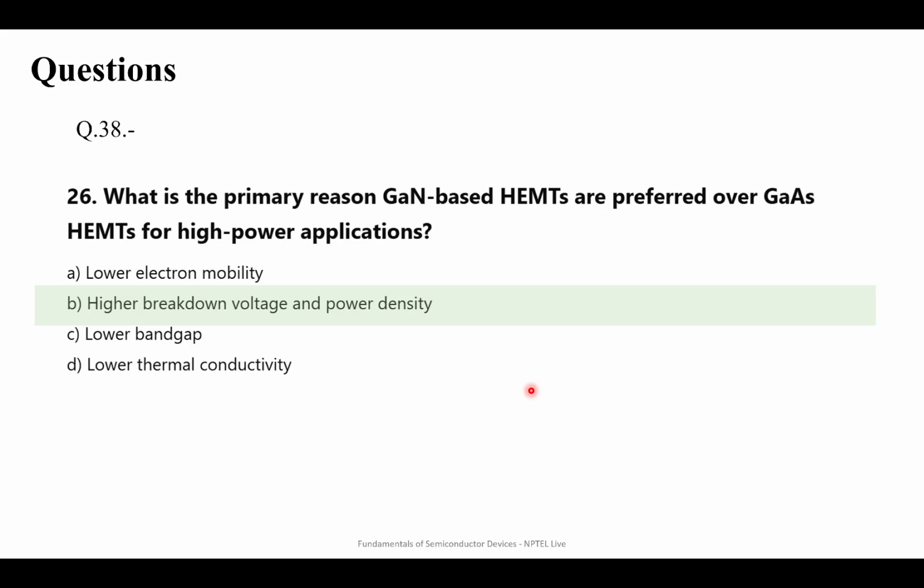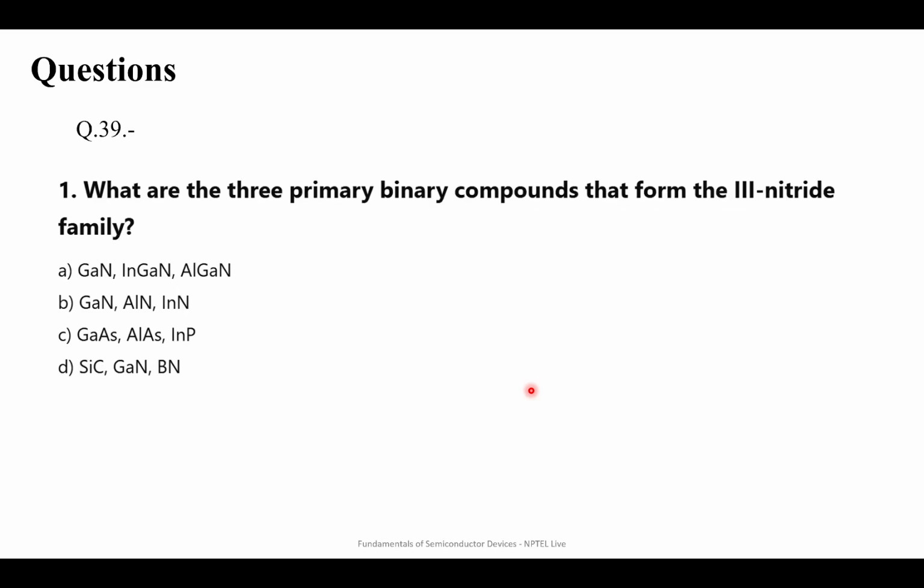So like if I am giving 1000 volts potential difference, my electric field will be very high. So gallium arsenide may break down much before that, but gallium nitride can survive that much electric field. Therefore, it is the preferred one. So next, what are the three primary binary compounds that form the III-nitride family?